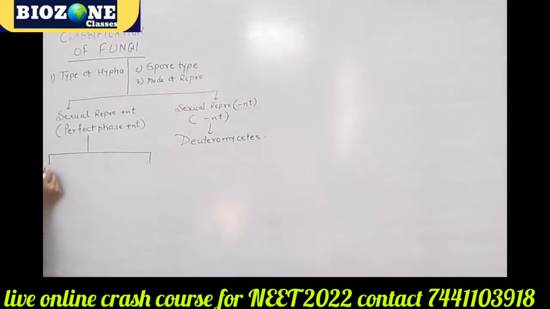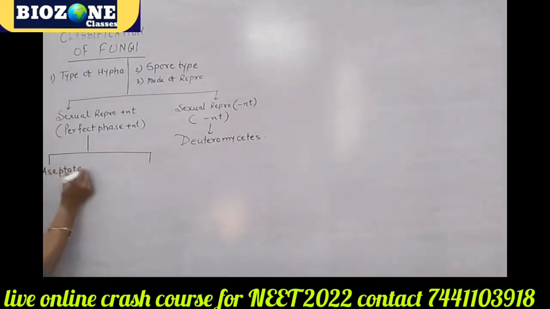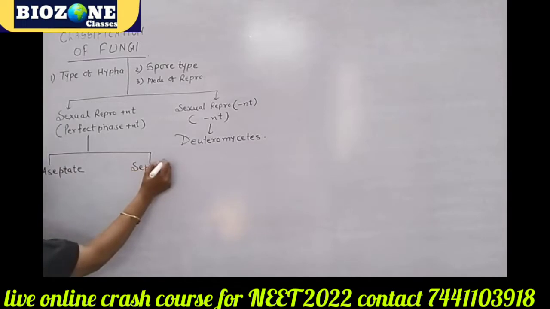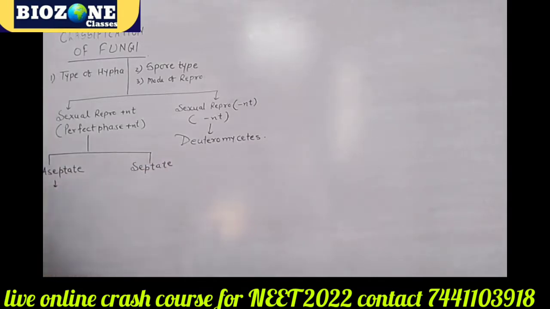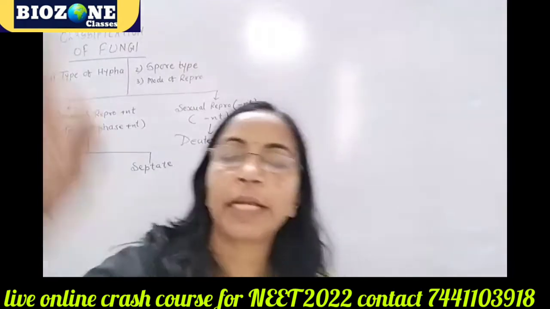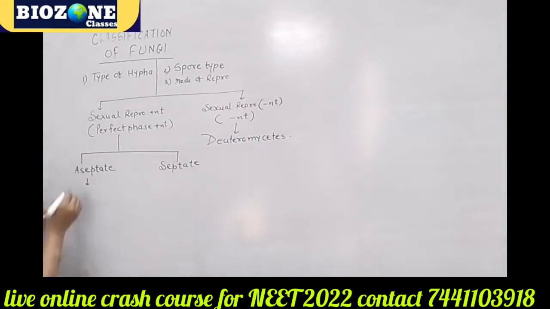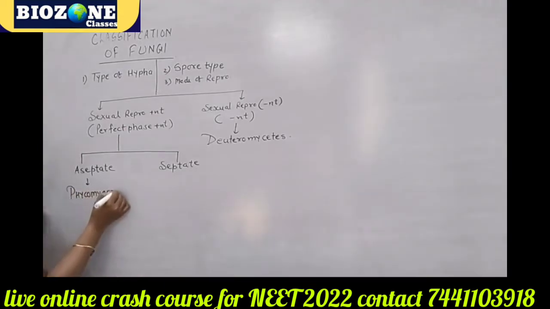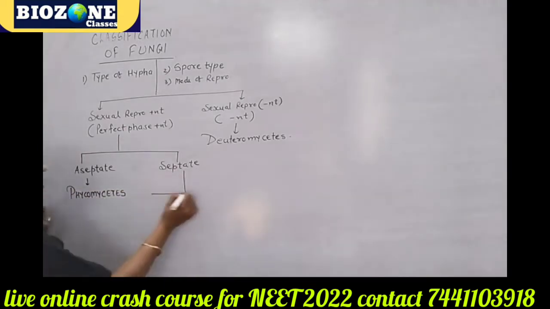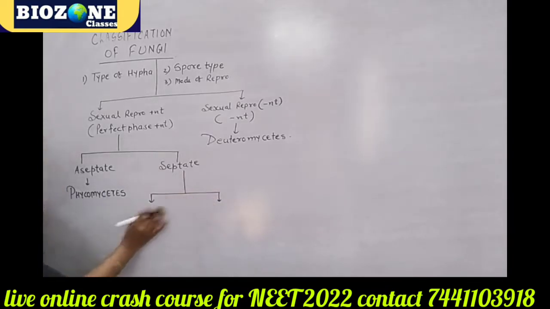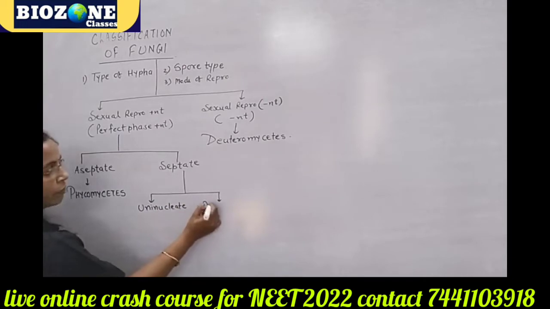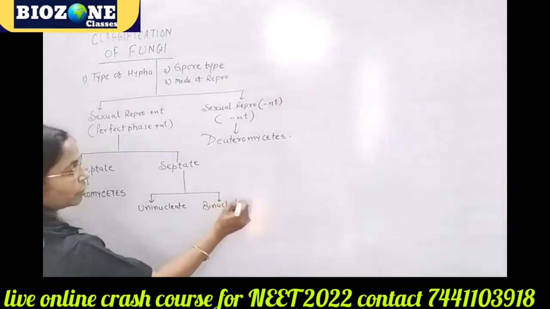So Hypha, you remember, may be aseptate or it may be septate. The class with aseptate Hypha is called as Phycomycetes. And septate Hypha is further of two types. Either it shows uninucleate condition or Hypha shows binucleate condition.